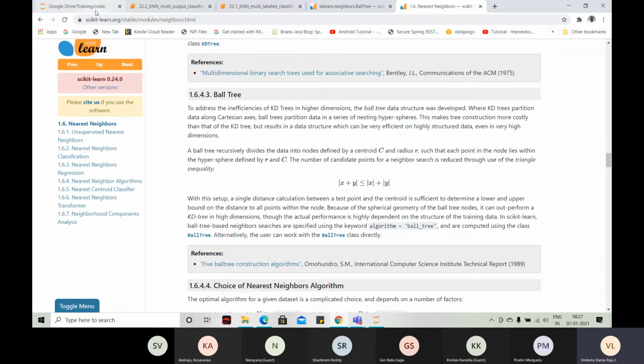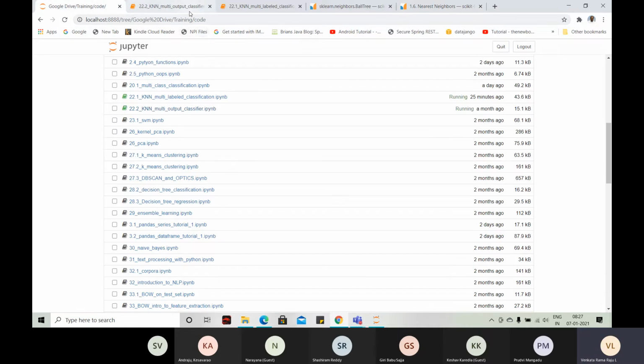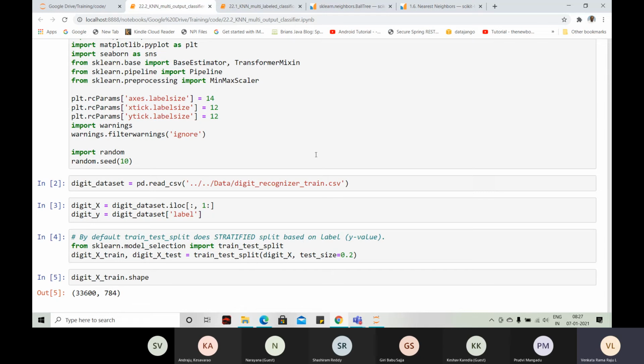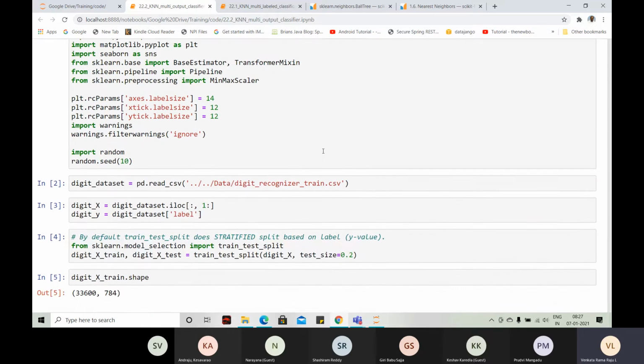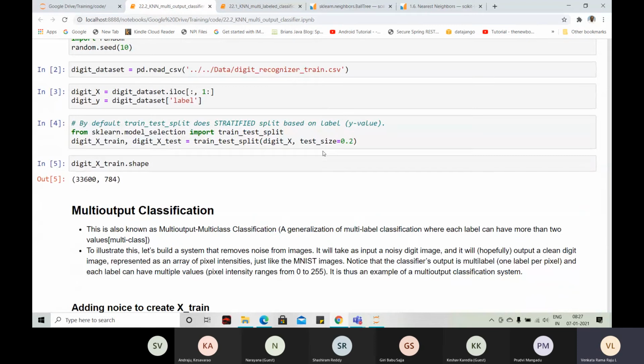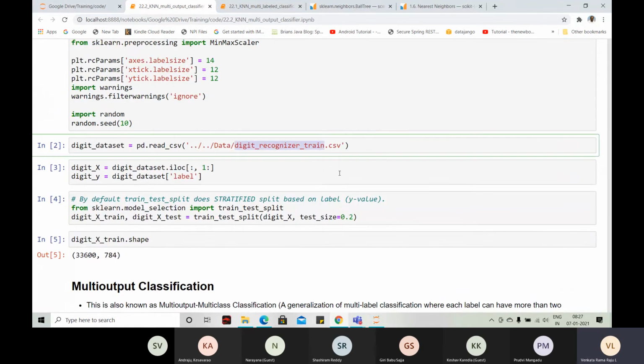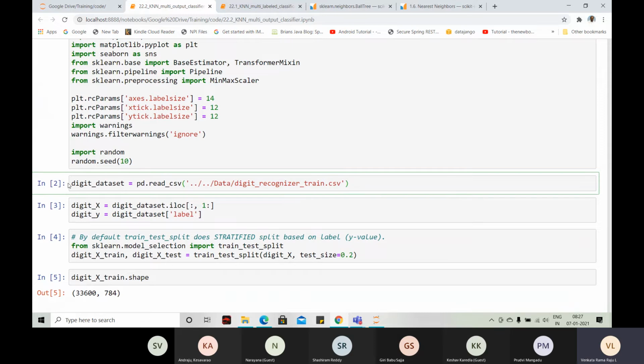So let's move on. Let us look at multi-output classification. Multi-label classification we have seen, and now multi-output classification. Where will we get this kind of a problem in real time?